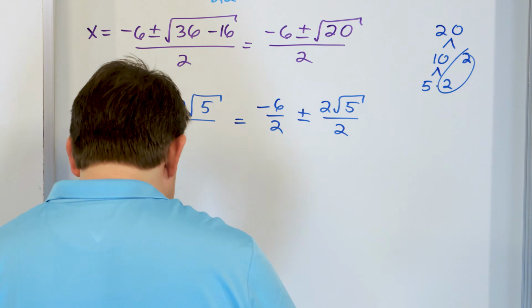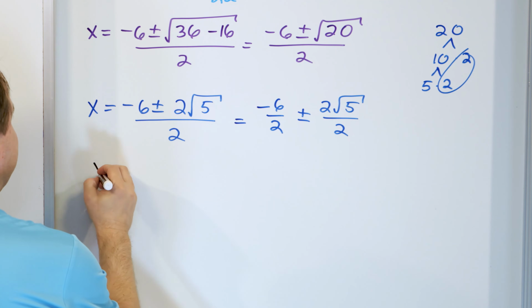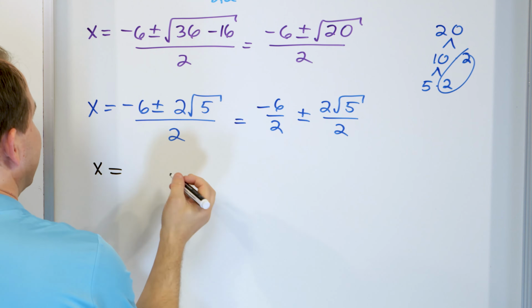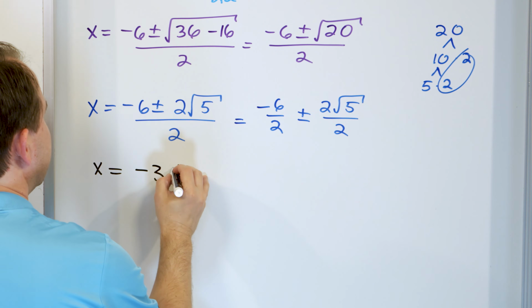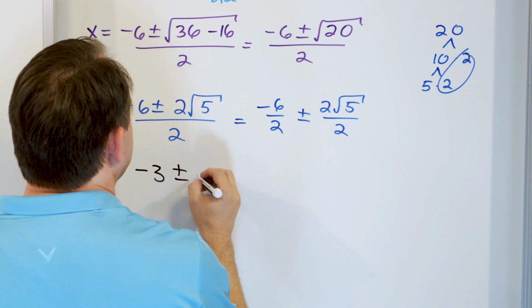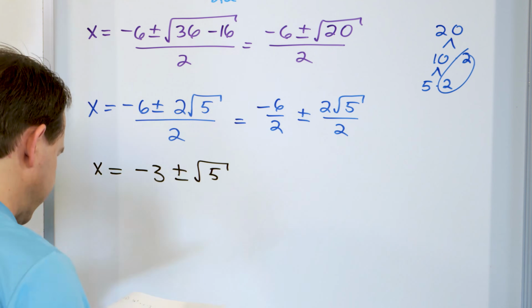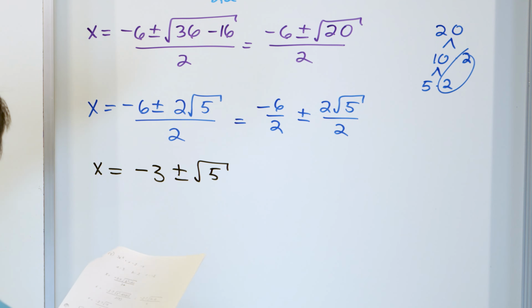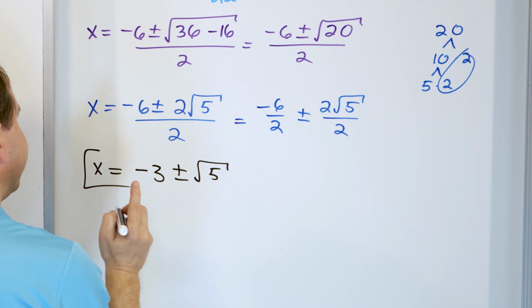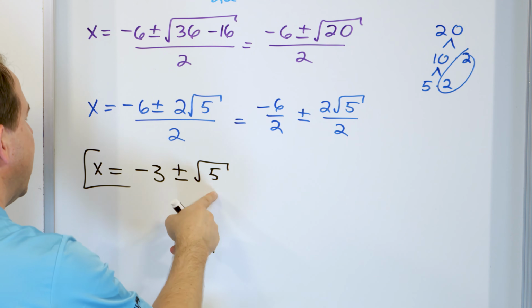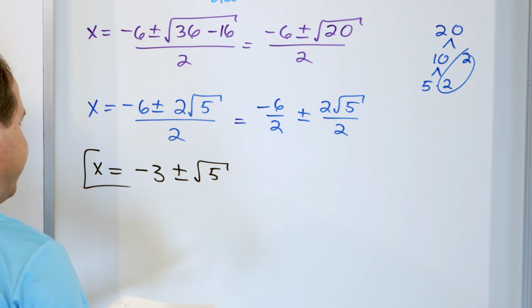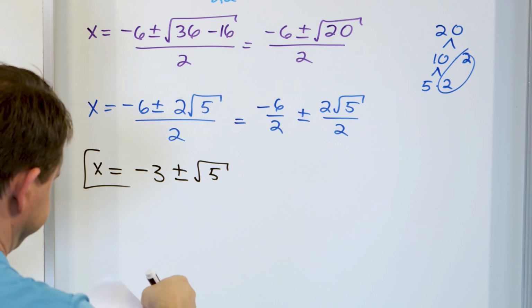And the reason I did that is because the answer then is more easily read as -6 over 2 is -3 plus or minus the 2's now cancel, meaning the square root of 5 is left over. So all you have is -3 plus or minus the square root of 5. You have two answers, -3 plus the square root of 5, -3 minus the square root of 5. And that's the final answer.